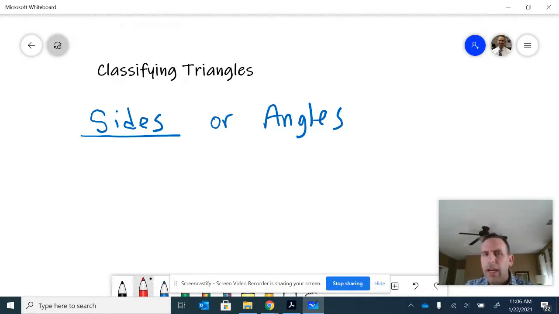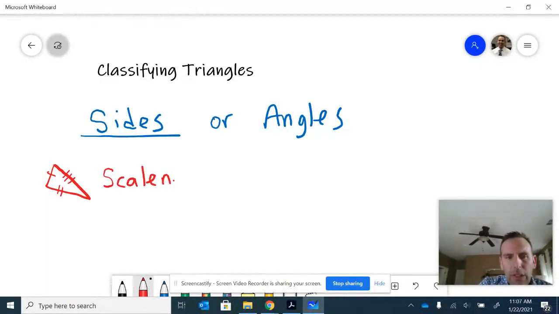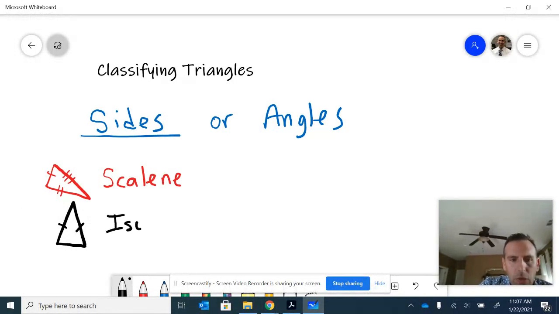So if you were to classify a triangle by looking at its sides, what if a triangle had all different side lengths? So it looks like this side is different than this side is different than this side. We call that scalene, all different sides. You can have a triangle with at least two sides that are equivalent. So notice the phrase at least. If this side is equivalent to this side, we call that an isosceles triangle. And I am hoping I spelled that correctly.